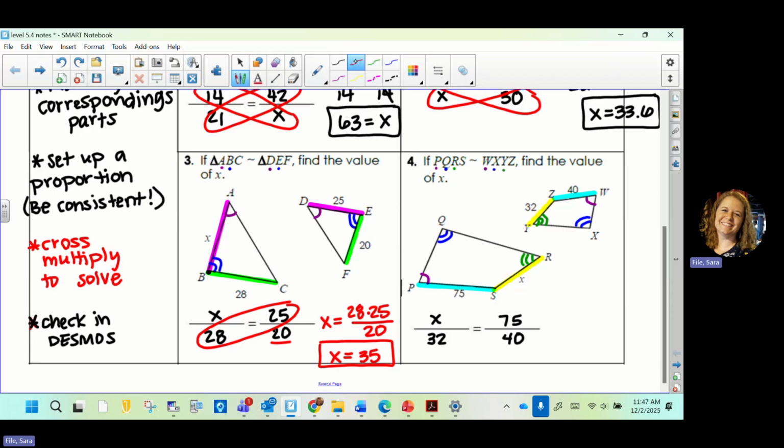Okay, so now when I go to solve this one, I'm multiplying the 32 and the 75 and dividing by the 40. So 32 times 75 divided by 40 is 60. And then I would go and plug that in Desmos, and I would check and make sure that I solved correctly. 60 over 32 is equivalent to 75 over 40. They have the same scale factor, the same ratio. You feel okay about that process? We got the steps written over here, and you can refer to what we did on these.